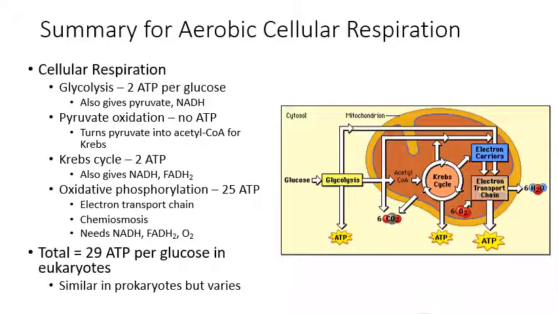So ATP synthase will allow the protons to flow back down the concentration gradient across the membrane, down their concentration gradient, and it uses the energy of their movement to make ATP. When you include the ATP that you're making in glycolysis and the Krebs cycle along with the ATP that you make in oxidative phosphorylation, you're making about 29 ATP for every molecule of glucose through cellular respiration in a eukaryote. In prokaryotes, the number is different, and it actually varies from prokaryote to prokaryote, but it's still in that same ballpark.